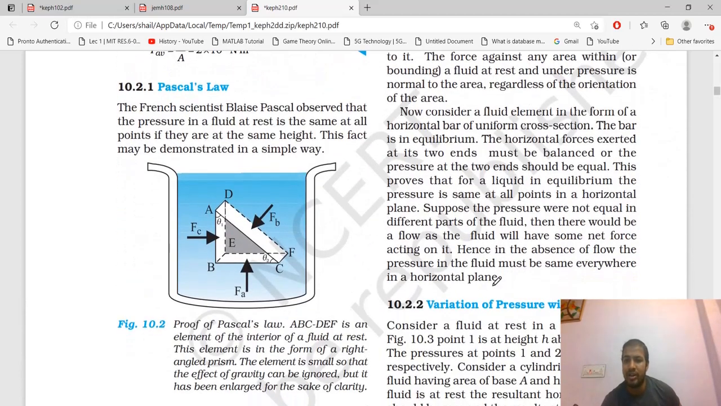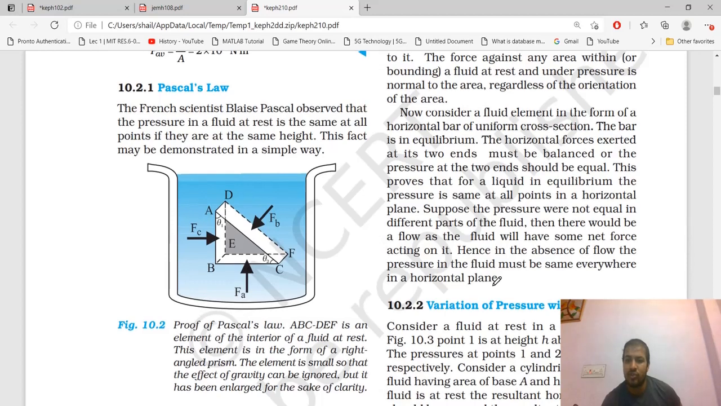Now consider a fluid element in the form of a horizontal bar of uniform cross section. The bar is in equilibrium. The horizontal forces exerted at its two ends must be balanced, or the pressure at the two ends should be equal. This proves that for a liquid in equilibrium, the pressure is the same at all points in a horizontal plane. Suppose the pressure were not equal in different parts of the fluid, then there would be a flow, as the fluid would have some net force acting on it. Hence, in the absence of flow, the pressure in the fluid must be the same everywhere in a horizontal plane.